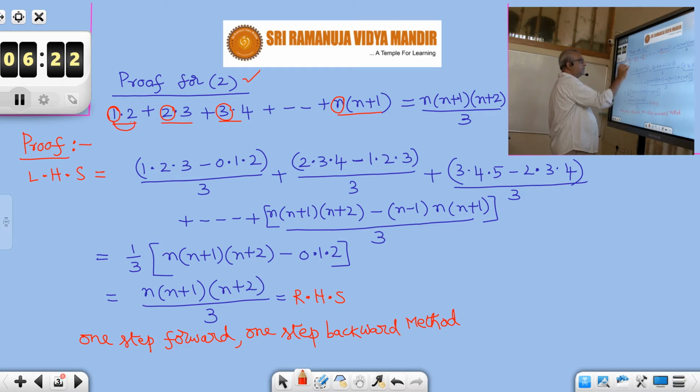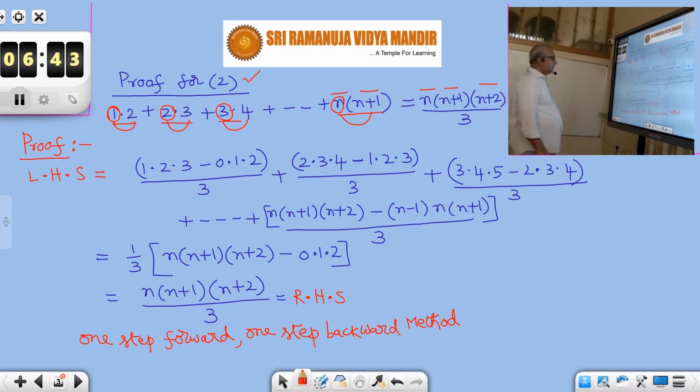Of course the second factor is obtained by adding 1 to the first factor. 1 plus 1, that is 2. 2 plus 1, that is 3. 3 plus 1. So if the first factor is n, then the second factor will be n plus 1. So n into n plus 1. Right hand side you know how to write it: n into n plus 1 into one more factor n plus 2 by 3.